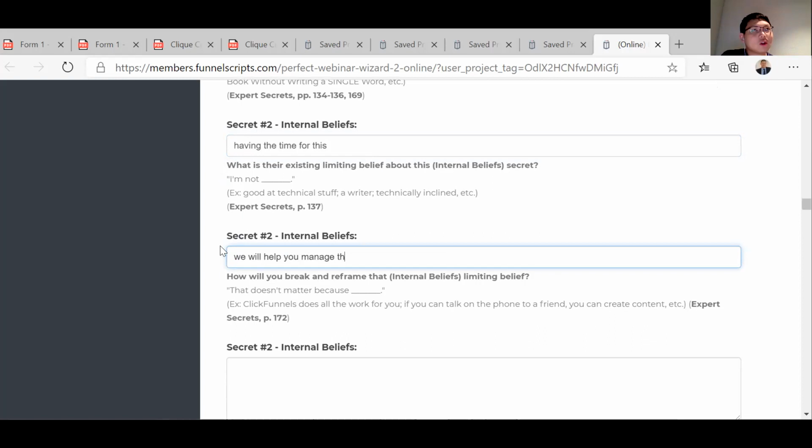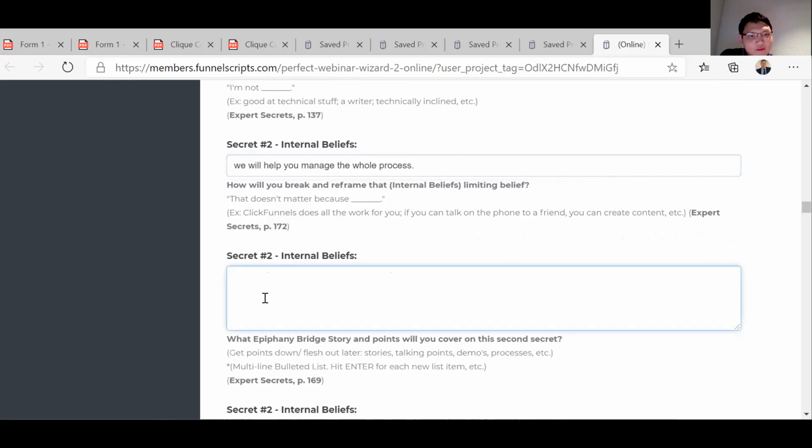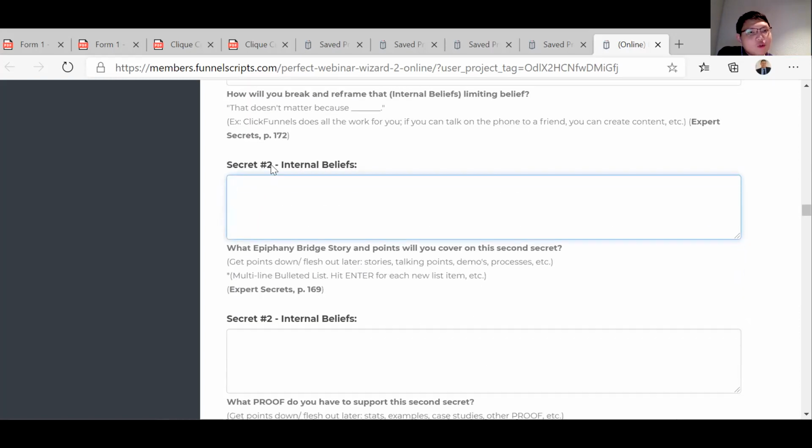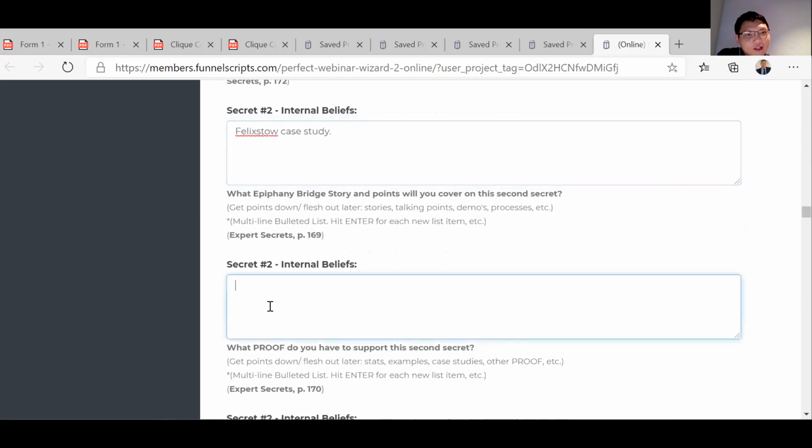For a lot of people, they don't have time because selling is a big process, and they want someone to manage it. So you have to tell them a story. What case study do you have? It doesn't have to be Gary, it can be something else, where you helped a vendor manage the whole process so the vendor didn't spend much time. Do you have a case study for that? Okay, good. Then do you have proof, like a testimonial and case study photos? Put it here.